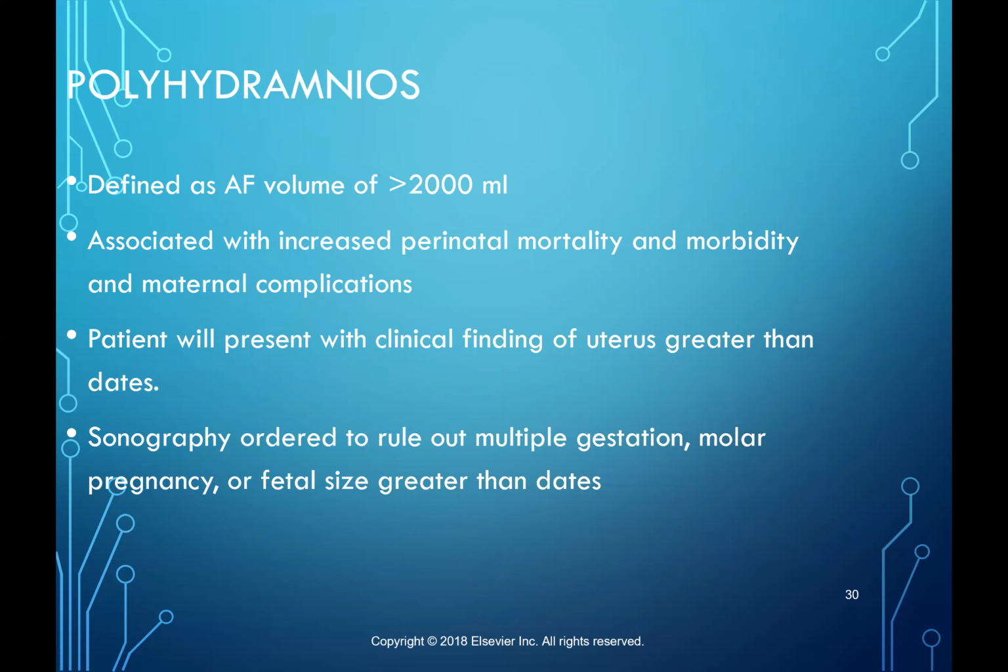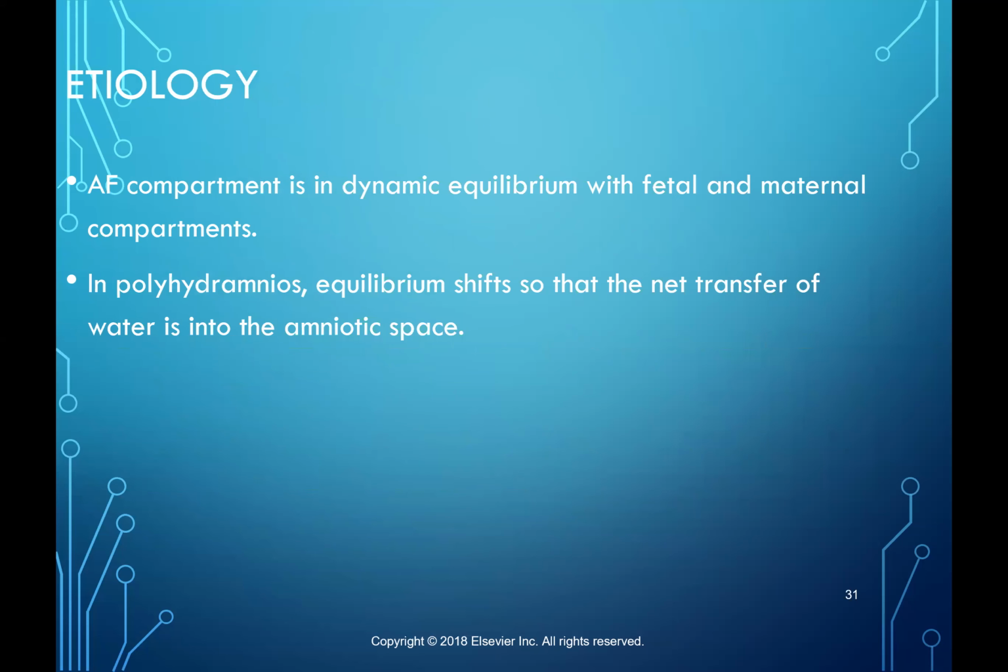Now, severe polyhydramnios is associated with increased perinatal mortality, morbidity, and maternal complications. The patient will present with clinical findings of the uterus greater than dates, sonography ordered to rule out multiple gestation, molar pregnancy, or fetal size greater than dates. But sometimes what ends up happening when we do an ultrasound is what is making the mom's tummy big is the fluid.